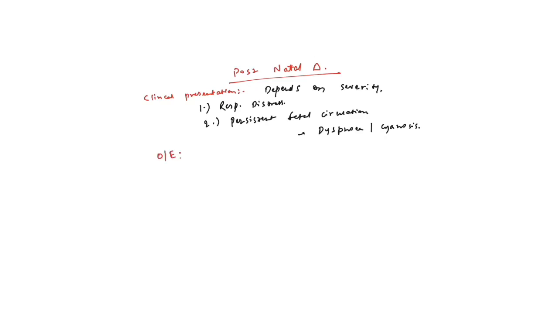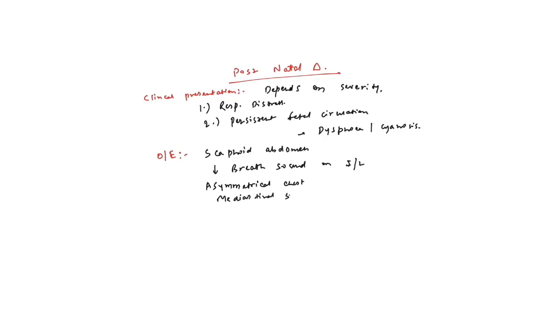On examination, the baby will be having a scaphoid abdomen, decreased breath sound on the ipsilateral lung field, asymmetrical chest, mediastinal shift, sternal retraction. This can all be present.